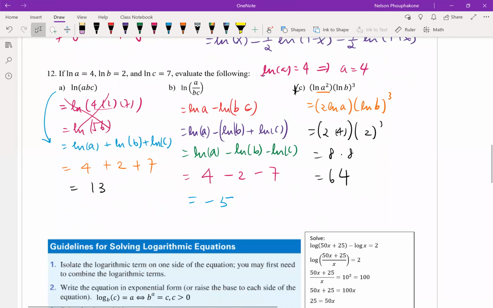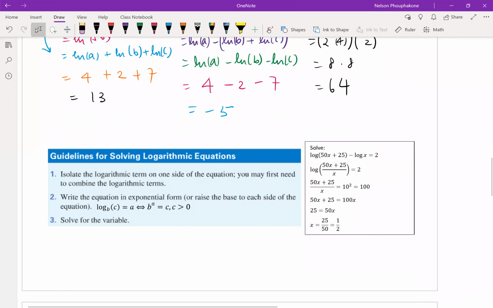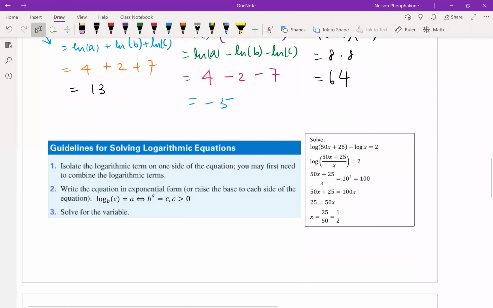Then now, what I would like to do is, how do we solve a logarithmic equation now? Last section we solved exponential equations, right? And now, how do we solve an equation containing a log? How do we do this? Now the idea is this.